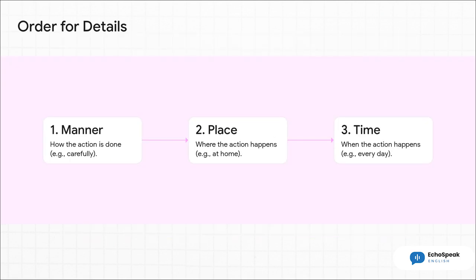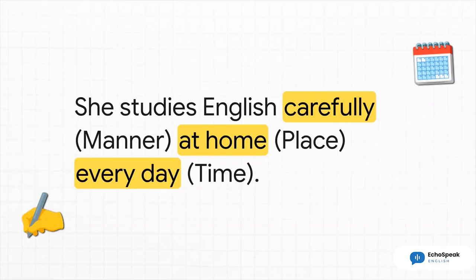That is an absolutely fantastic question, and there's a really simple rule for it. When you add details like how, where, and when, they almost always go in this exact order. First manner, which is how, then place, where, and finally time, when. Just try to remember that. Manner, place, time. So let's see how this works with our example.